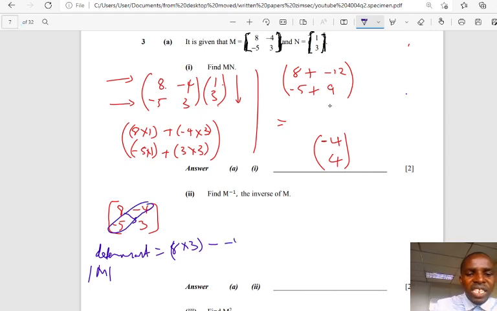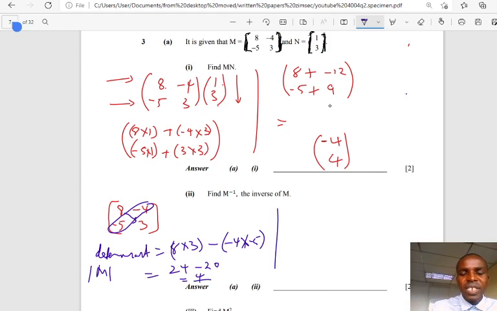So you say minus 4 times minus 5, like this. Then it will be 24 minus, then minus 4 times minus 5 is 20. So it will be minus 20, then it will be equal to 4. Then the inverse of M, M minus 1.